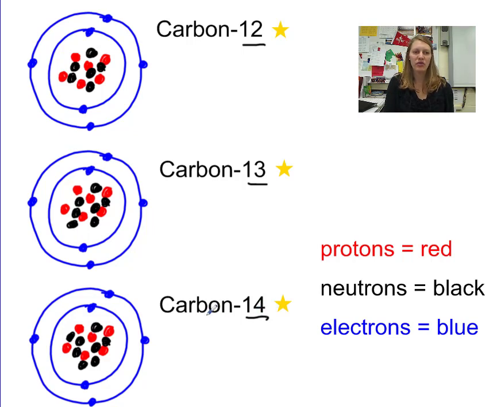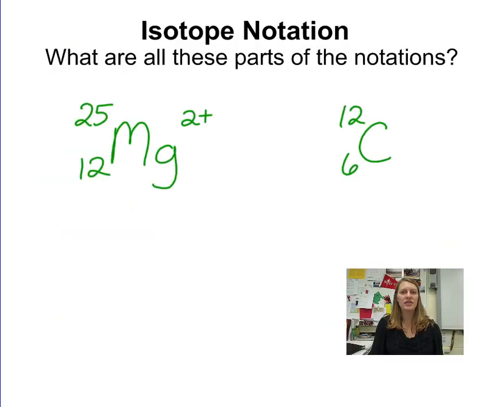If we look here at carbon 14 and we count those all up, we have 1, 2, 3, 4, 5, 6 protons. And then we have 1, 2, 3, 4, 5, 6, 7, 8 neutrons, which gives us a total of 14, hence the name carbon 14. If we compare that to carbon 12, we have 1, 2, 3, 4, 5, 6 protons, and 1, 2, 3, 4, 5, 6 neutrons, for a total of 12 as our atomic mass. So then we got carbon 12 as the name. So that's what isotopes are.